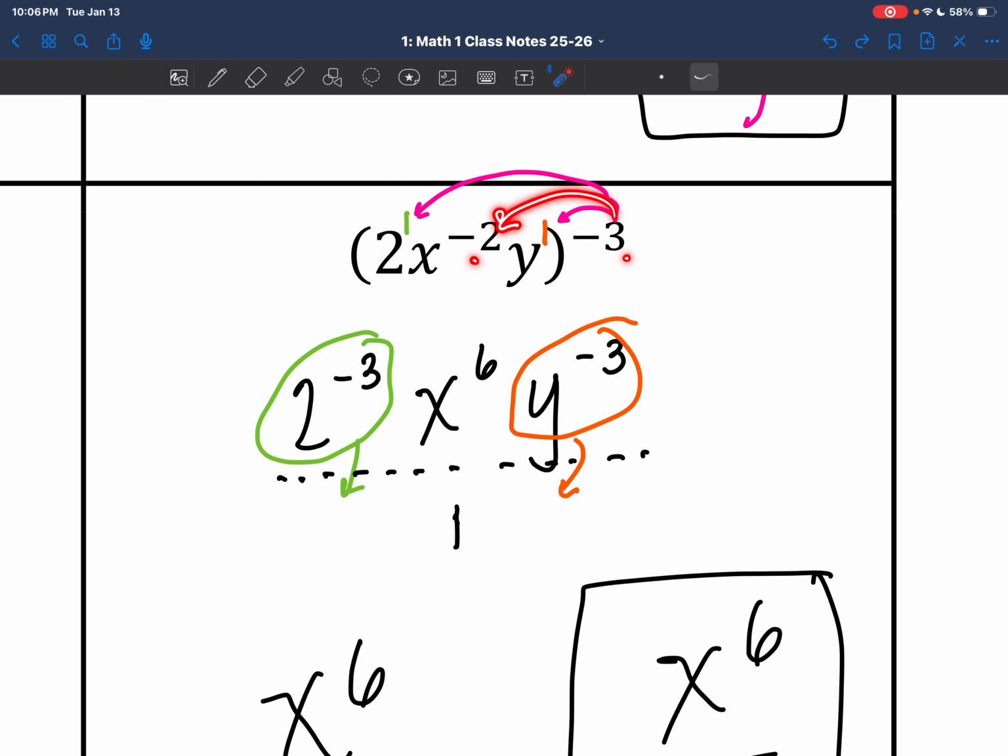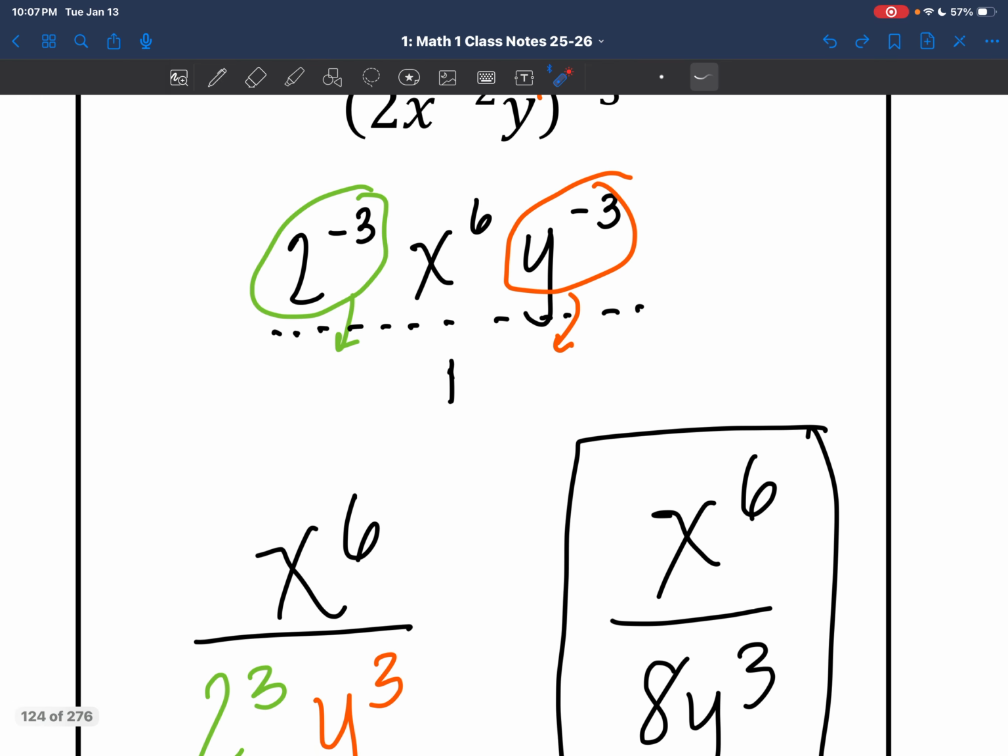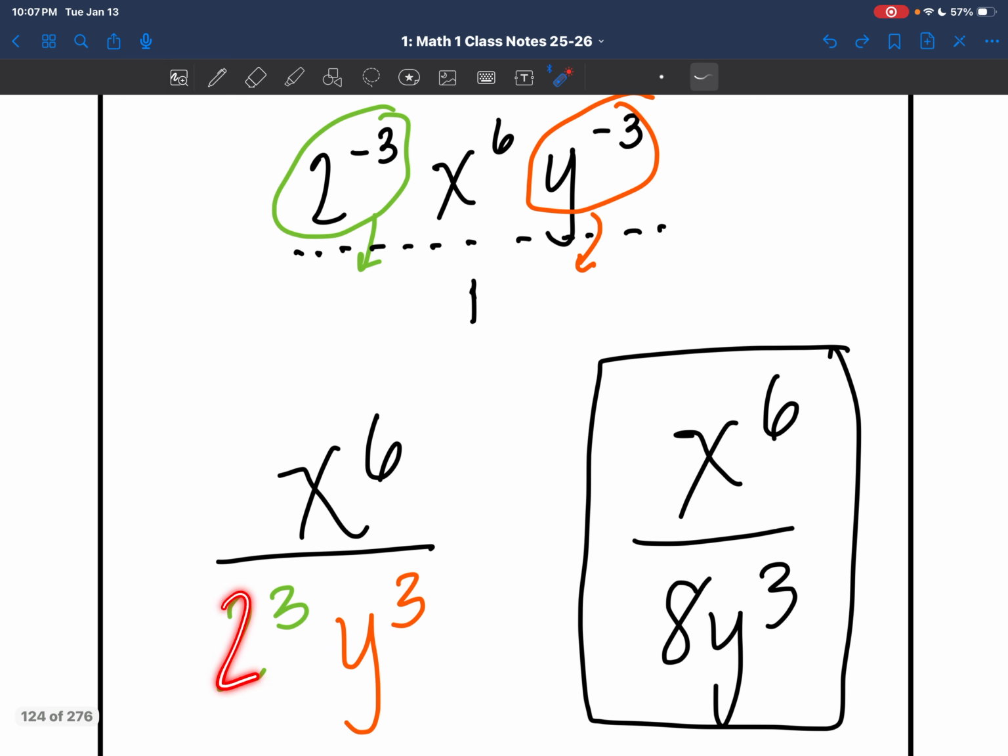And remember, negative 3 times negative 2 is positive 6. And then negative 3 times 1 is negative 3. So now that we've got 2 to the negative third, x to the 6th, and y to the negative third, this x to the 6th stays in the numerator. But 2 to the negative third is going to go down to make it 2 to the positive third. And y to the negative third, we're moving to the denominator, which makes it y to the positive third. And then, last part, we're going to simplify that to 8.